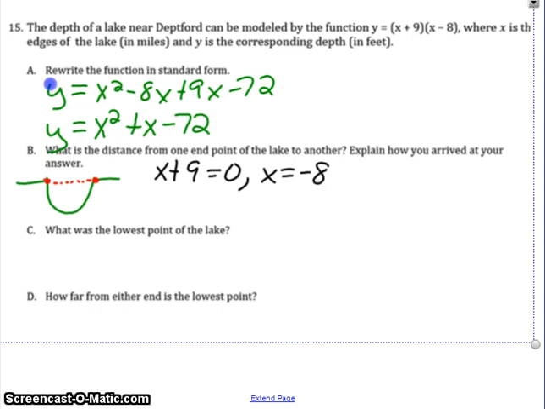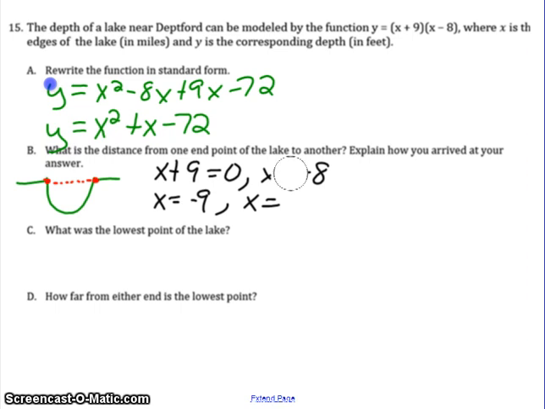And solve. So here I'm going to subtract 9. x equals negative 9. And I'm getting ahead of myself over here. Let's try this again. x minus 8 equals 0. There I'm going to add 8, so x equals positive 8. Okay, so the one on the right has an x-coordinate of 8, and the one on the left has an x-coordinate of negative 9. Well, how far is negative 9 from 8?